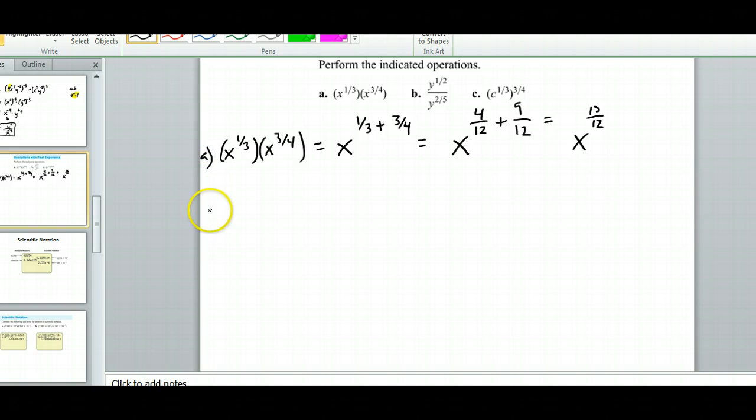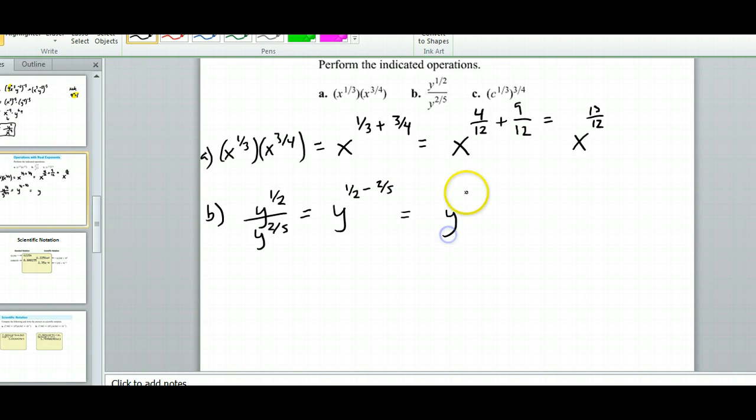So there's A. B: y to the 1/2 divided by y to the 2/5. That equals y to the 1/2. There's division of the same base, so we subtract the exponents. So this means we need common denominators again. The LCD here is 10, so this is 5/10 minus 4/10. So that ends up being y to the 1/10.